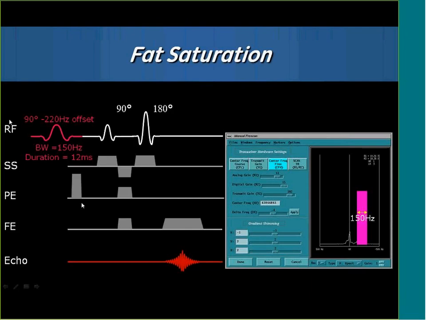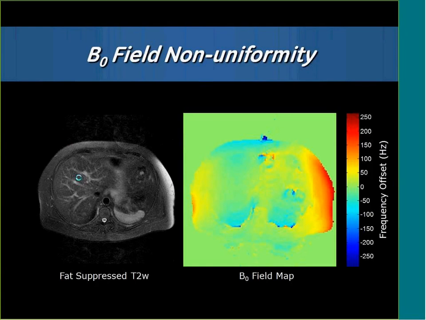It's got a spoiler gradient here to dephase the signal from fat. In this particular situation though, what's happened is that the static magnetic field is non-uniform. So here's our fat suppressed T2 weighted image, and here is our B0 field map. I've used a special kind of pulse sequence which allows us to look at the magnetic field non-uniformity as a function of frequency offset. So the color code represents frequency offset.